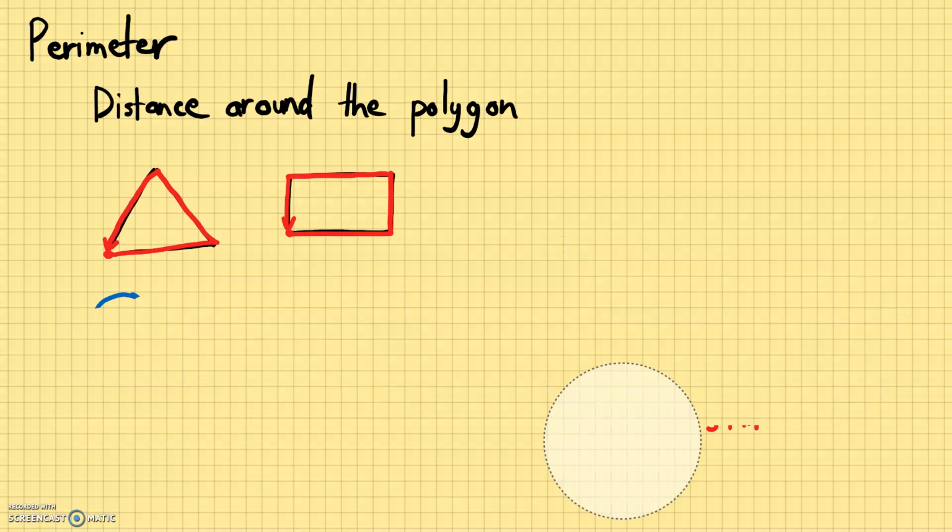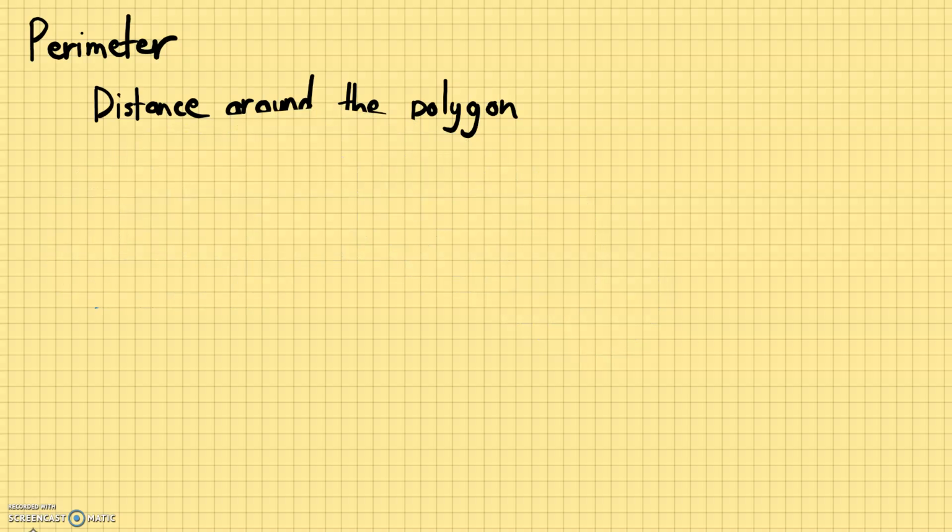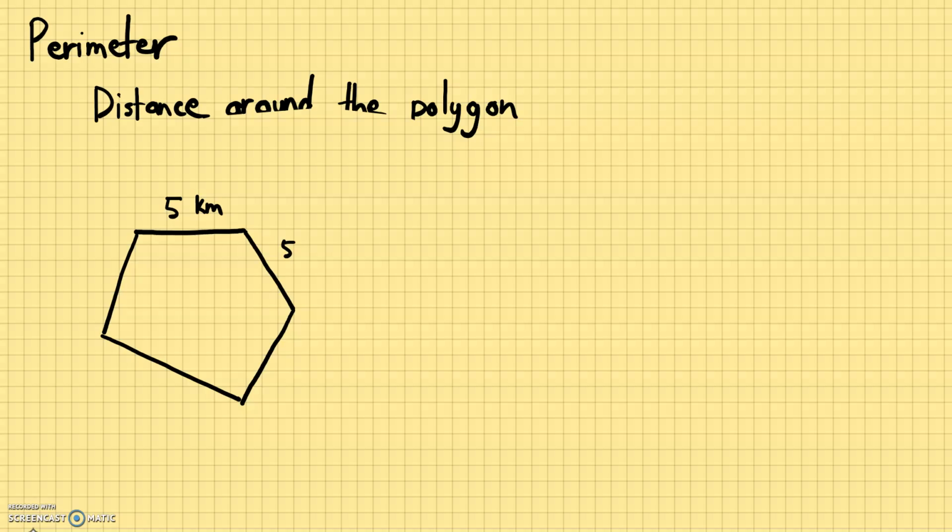So let me clear this board here. Oops. Erased some of the definition, mistake. All right, so let's say we have a weird looking polygon like this one, okay? And let's say that this side is 5 kilometers. This side is also 5 kilometers. This side is 6 kilometers, 8 kilometers, and 7 kilometers. What would be the perimeter of this shape, or this polygon?